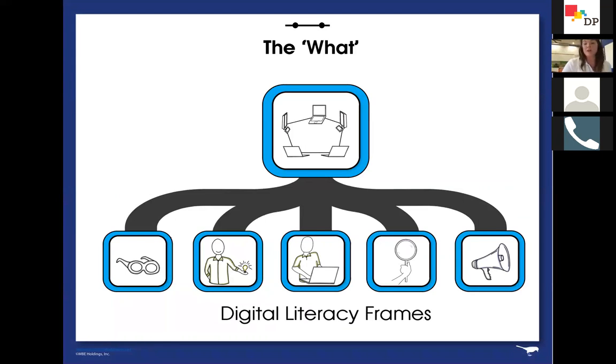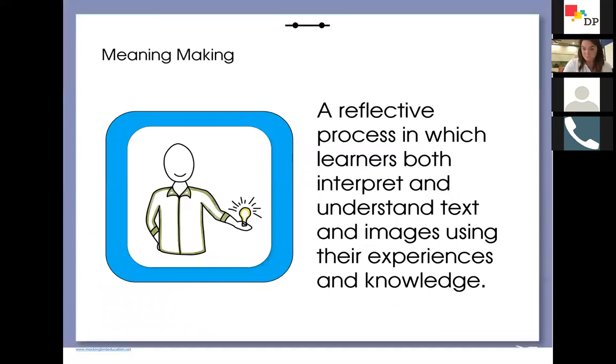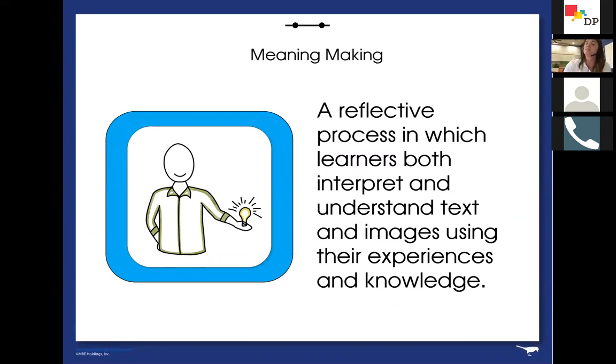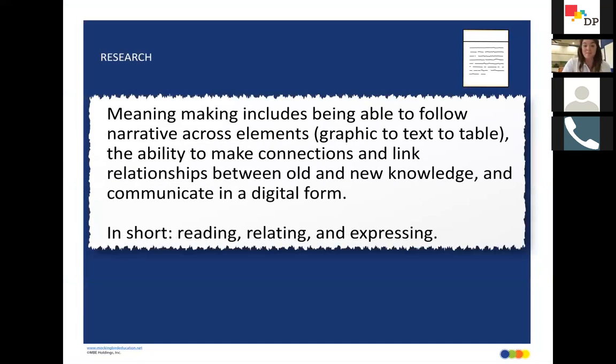So that was decoding. The next one is meaning making. Meaning making is a reflective process in which learners both interpret and understand text and images using their experiences and knowledge. So not just being able to understand what's there, but then being able to use what's there to make some meaning from it. Meaning making includes being able to follow narrative across elements.